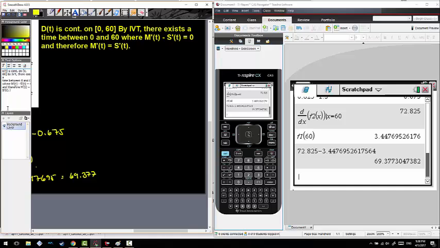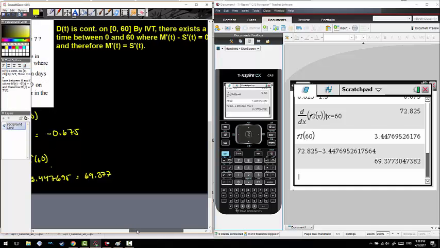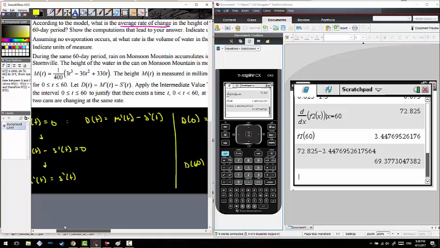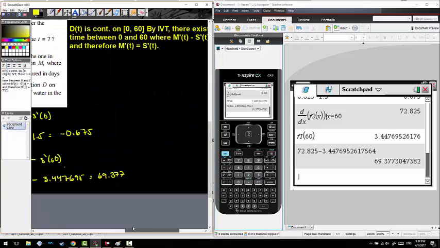So again, seemingly complicated because there's a lot of words here, but it's not terrible, I don't think. So anyway, that's how you do it, and we'll see you in the next FRQ.